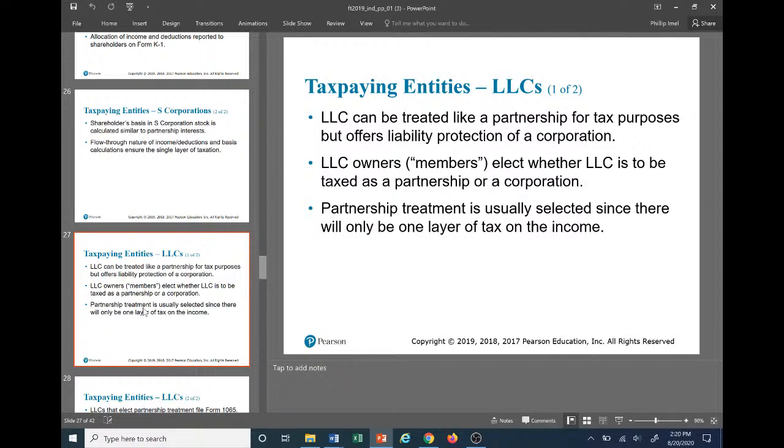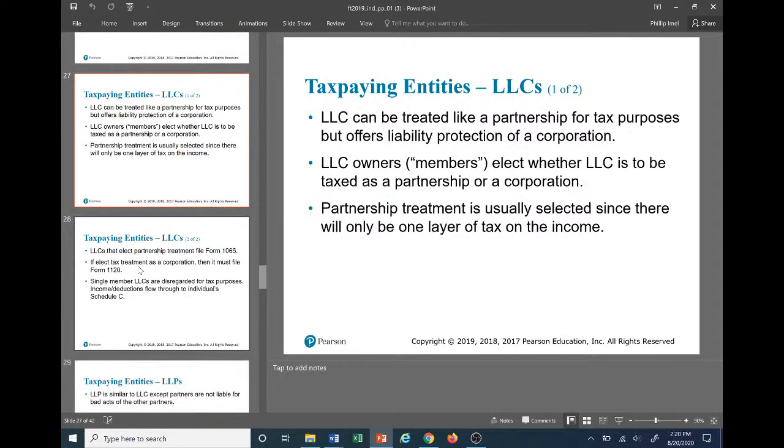The LLC owners are referred to as members. So if you are an owner of an LLC, you're a member. And they're going to elect whether the LLC is to be taxed as a partnership or as a corporation. Usually the partnership treatment is selected, or that of the S Corp, because of the single layer of tax, which makes sense. I mean, most times people just don't want to be taxed higher voluntarily.